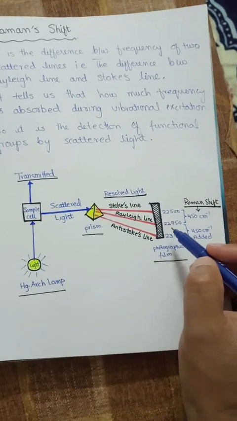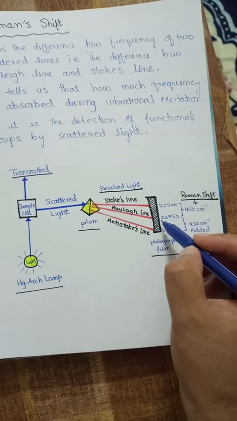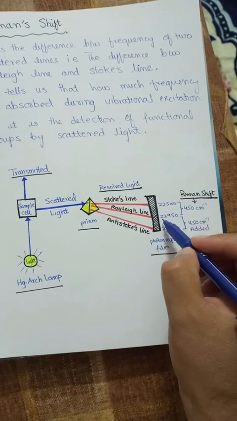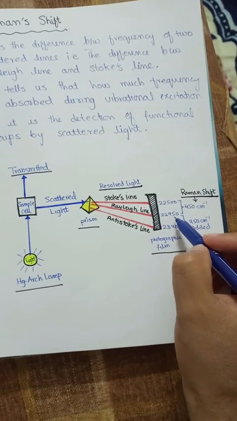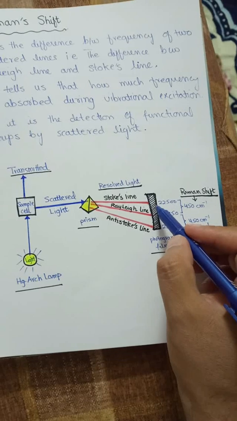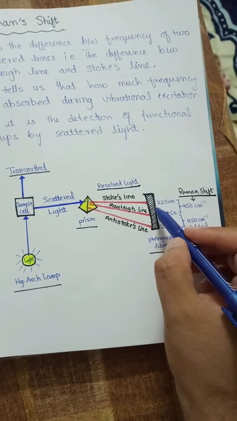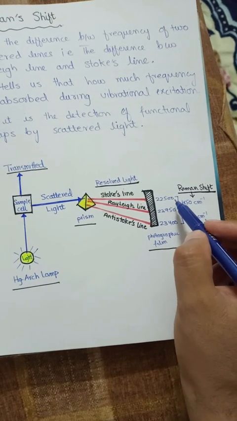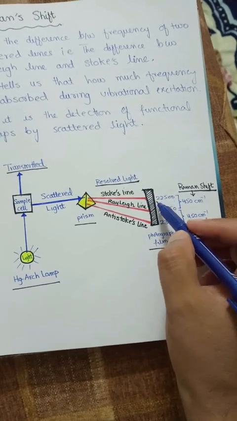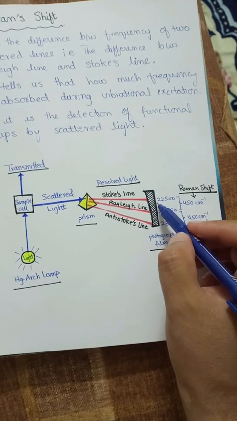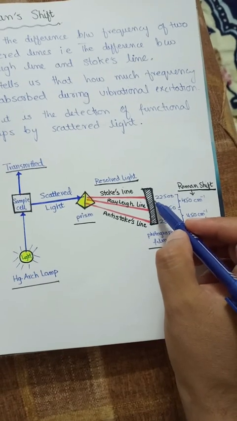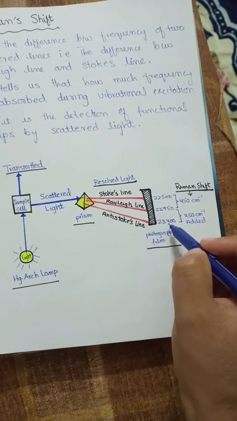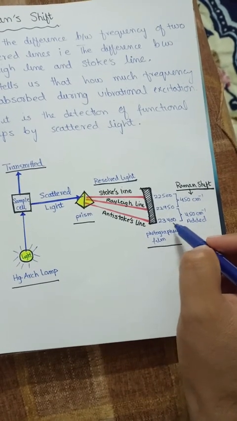If we look at the absorption frequency, here we take an example in which the Rayleigh line or incident light is 22,950 per centimeter, and the Stokes line, with slightly longer wavelength, is 22,500. It is wave number actually, so it tells us the frequency. So the frequency is lowered, and here is 23,400, which is higher frequency.